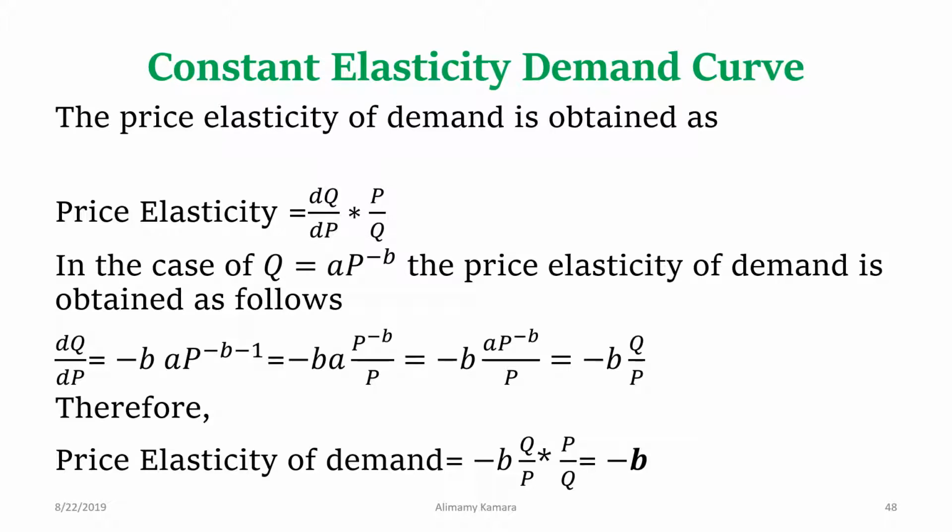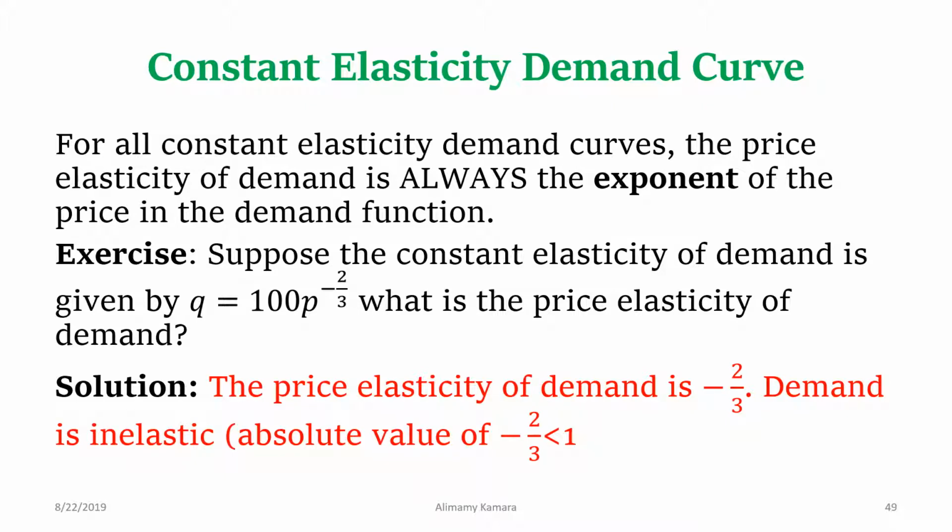So this is the dQ/dP. Now multiply by the price over the quantity, right? So minus B, Q over P times P over Q. Now remember, this P and this P will cancel. This Q and this Q will also cancel. It's 1, right? So 1 times minus B is minus B. So this is the elasticity, right? So that's why I say for all constant elasticity of demand curves, the price elasticity of demand is just the exponent, right?